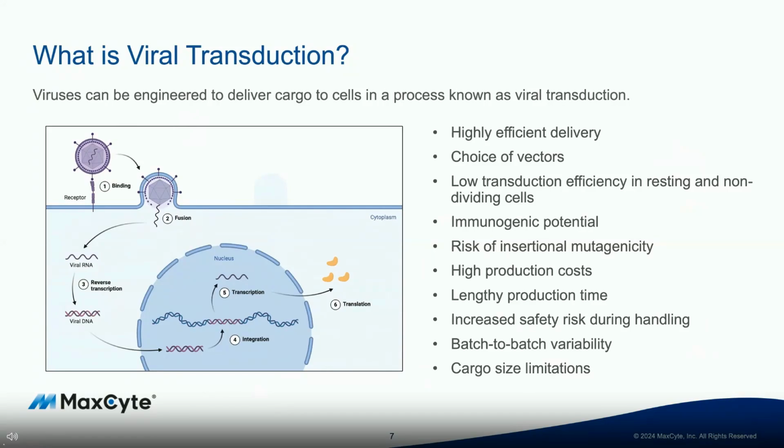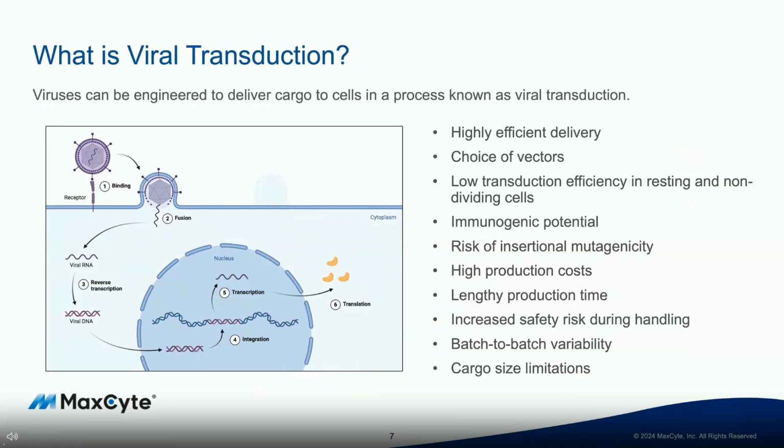You have viral genomic RNA, which is reverse transcribed to DNA and integrated into the host genome for stable expression. With retroviruses, for example, there is low transduction efficiency in resting or non-dividing cells. There's the potential for immunogenic effects and a risk for insertional mutagenicity.